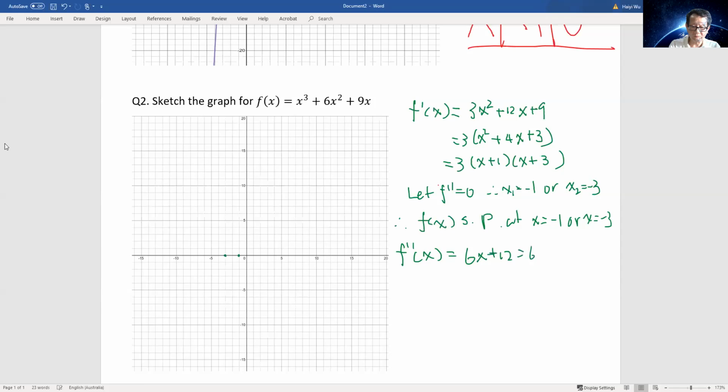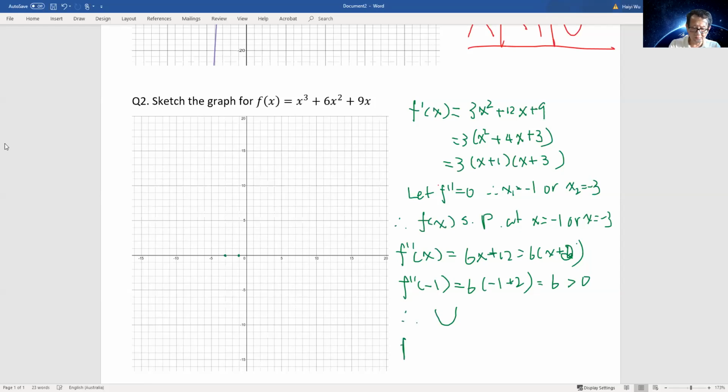So that means it'll be 6x plus, 6, sorry, plus 2. So let's substitute either of those, and see which. Let's test the first one. We substitute x equal to -1 into f''(x). So it'll be 6 times -1 plus 2. So it will be -4, so it will be... it will be positive. So x equal to -1 gives positive. So that means the graph has to be concave up.